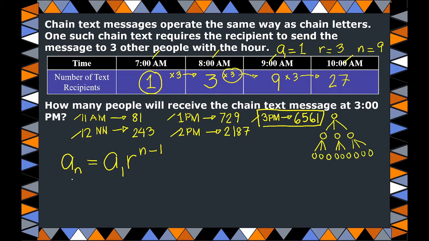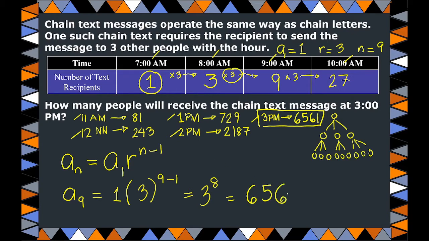Substituting everything into your formula, you'll be getting a sub 9 is equal to the first term, that is 1, times the common ratio 3 raised to 9 minus 1. Take note, you will be getting 3 raised to 8 for this. Now, what is 3 raised to 8? It's the same answer as we had a while ago, 6,561. So again, you can do the listing method, or you can make use of the geometric sequence formula. Let's proceed to another problem.